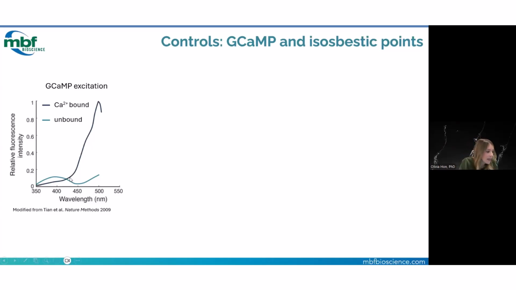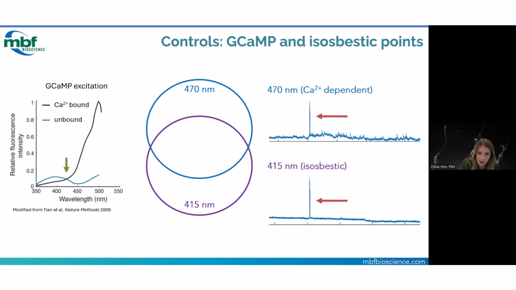If you look closer to like 420, 425 nanometers, what you can see is that these two curves cross. We call this the isosbestic point. So what this means is that if you excite GCaMP at this wavelength, the emission that you get is going to be the same regardless of whether GCaMP is bound to calcium or not. And so you can record at both of these wavelengths, and you get this kind of convenient built-in control where if there are any fluctuations in your signal, you can attribute them to things other than actual calcium events.